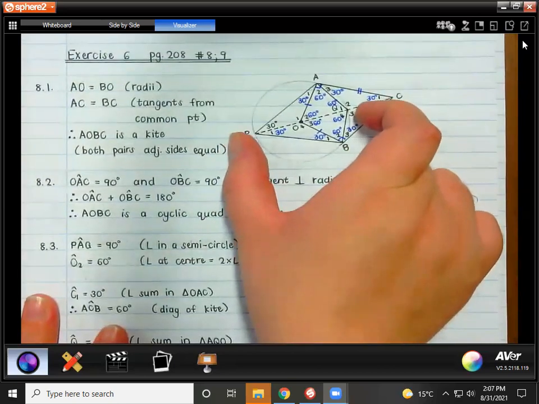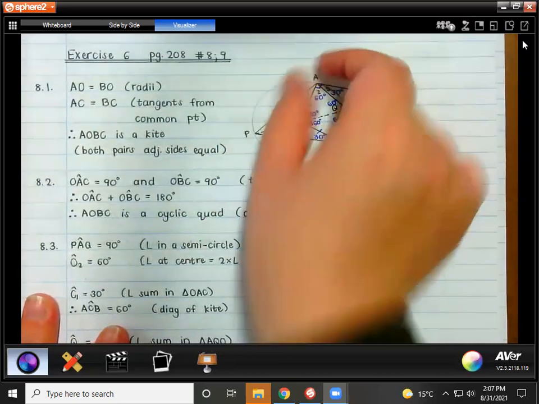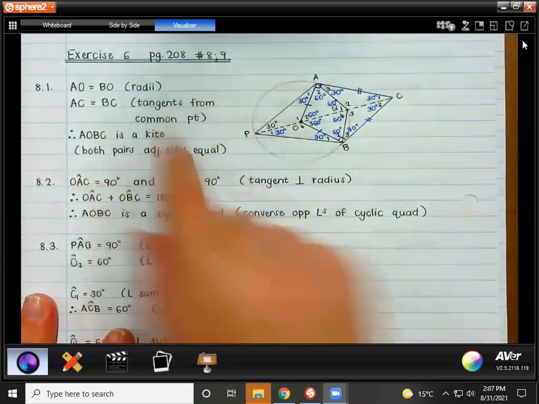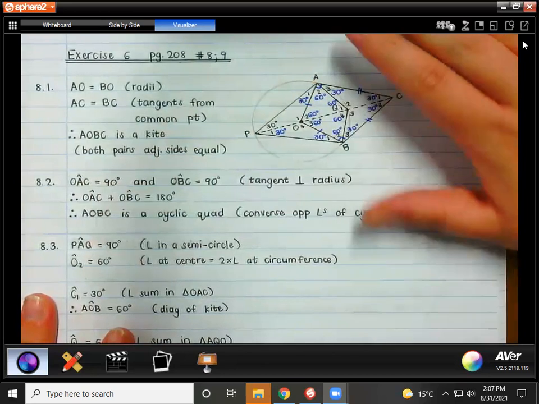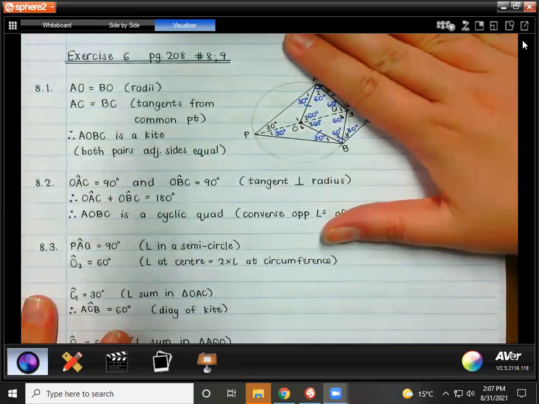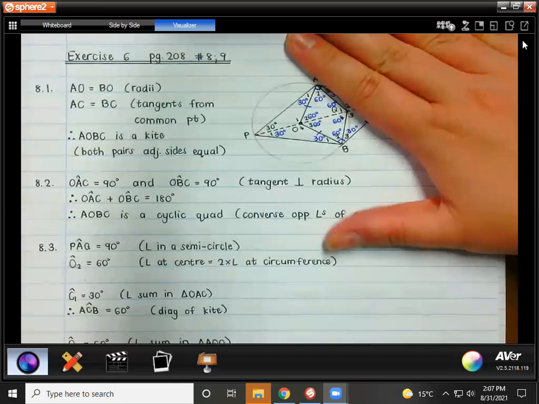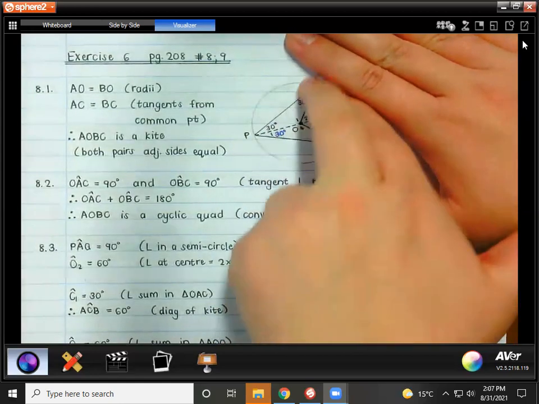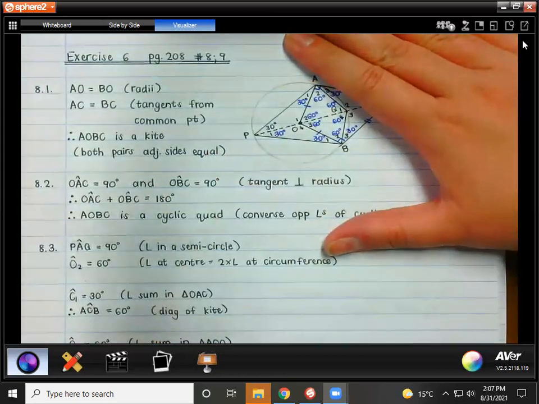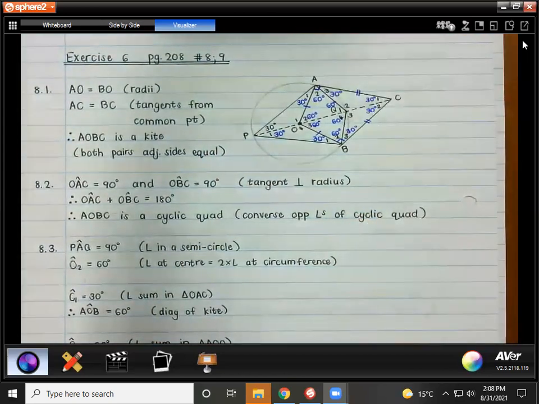PQ is actually a diameter, and a diameter always subtends a 90-degree angle. So that one I didn't draw it in because I thought it might be a bit confusing, but that is the angle that we're looking at there. A1 and A2 together, that's PAQ, and PQ is a diameter, so it subtends a 90-degree angle. You could have found it in other ways by doing angle sum in a triangle and all sorts of stuff, which also would have been fine, but it was actually just a one-liner.